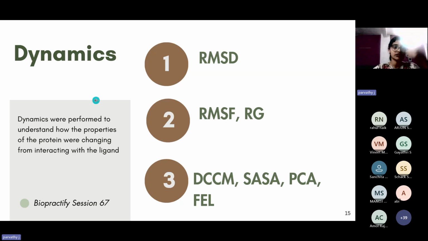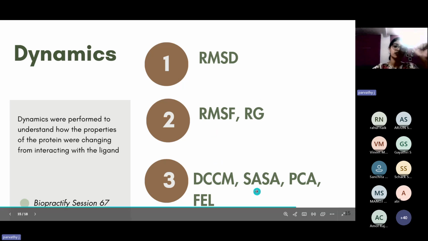So amongst the various molecular dynamic simulation studies that we performed, RMSD was done to understand how the structure was changing. RG and RMS were also done to understand how the various structural properties of the protein were changing in the presence as well as in the absence of ligand. And RG, radius of gyration, usually explains how stable your protein is in the presence or absence of ligand. Based on these various simulations, we found that our protein complex was more stable in the presence of ligand, and also based on other work such as DCCM, SASA, PCA, and FEL.